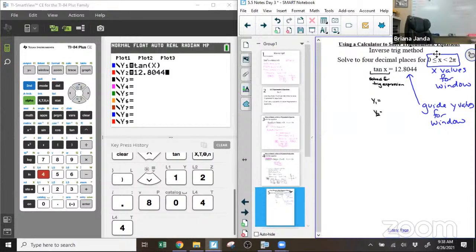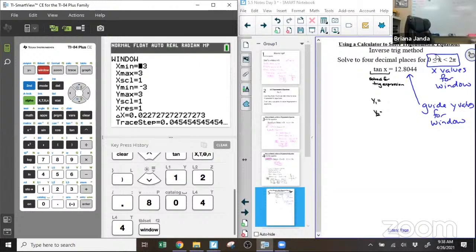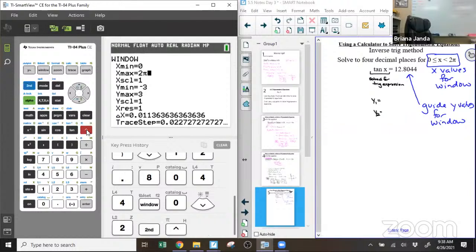0 to 2 pi is exactly how, so hit your window button. I'm going to go on my X minimum 0 and my X maximum will be 2 pi. When you type in pi, it'll start looking like pi, but when you move off that line, it'll put the decimal equivalent and that is just fine. It'll be 6 point something, okay? You don't need to change your scale.